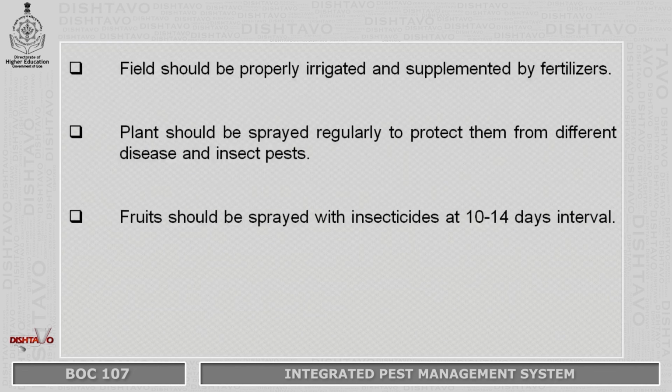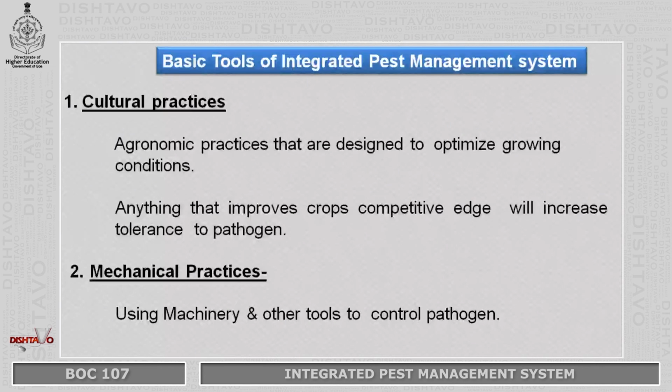Now the field should be properly irrigated and supplemented with fertilizers. Plants should be sprayed at regular intervals of 10 to 14 days. Now, what are the basic tools which we need for the IPM system? The first one is cultural practices. Under this, agronomic practices are designed to optimize the growing condition.